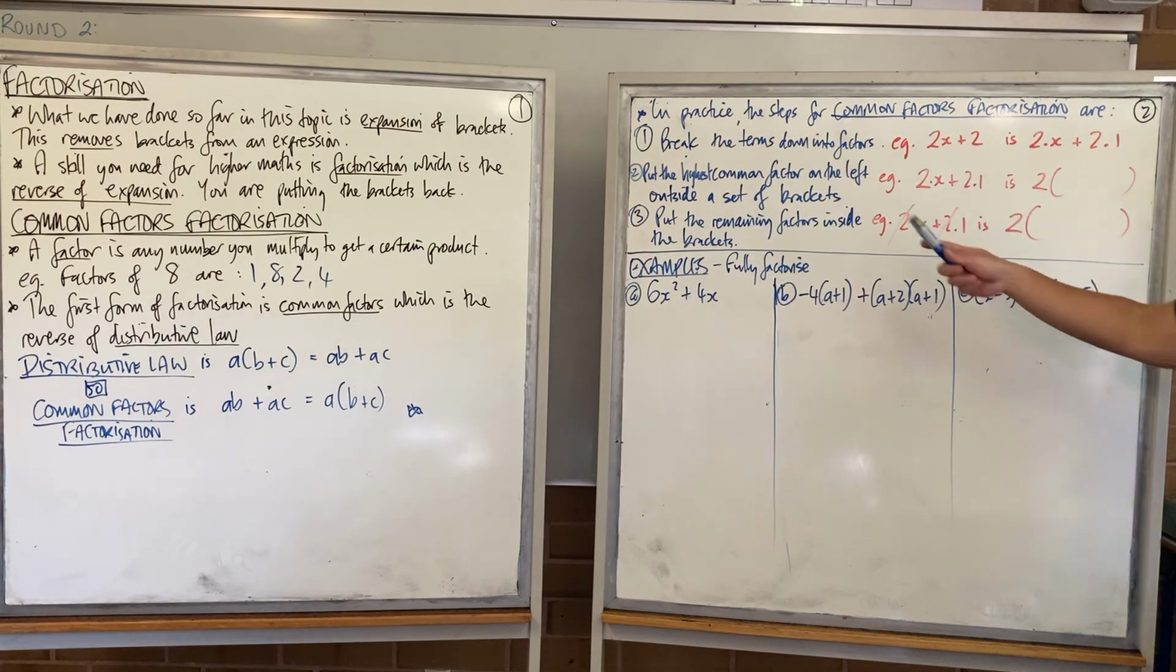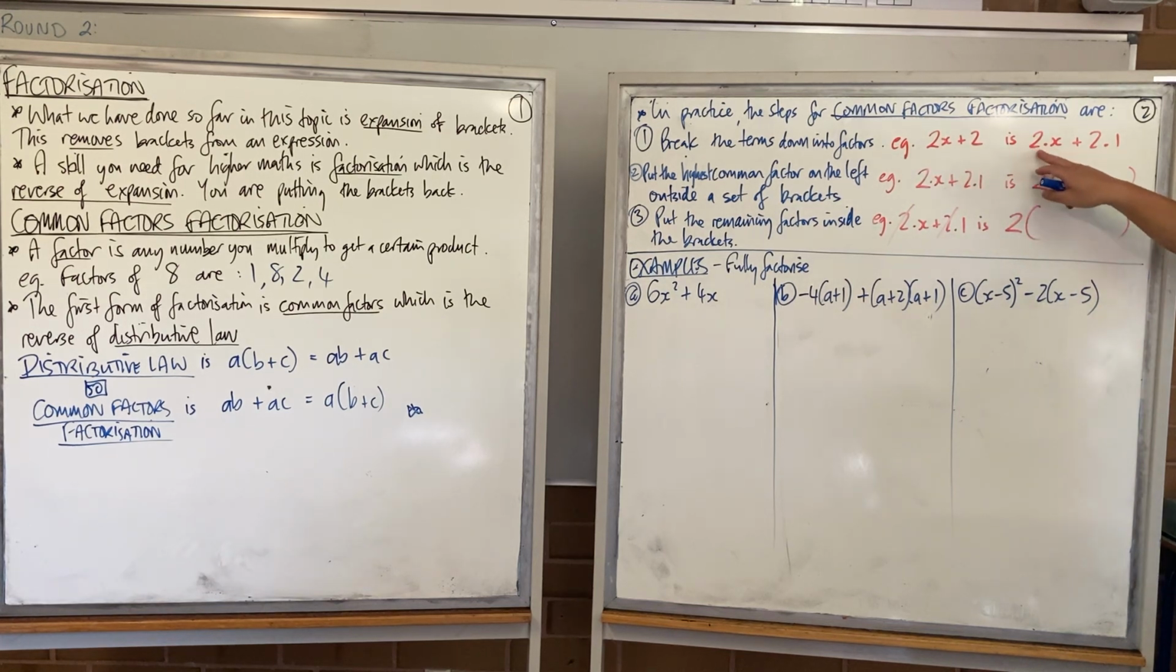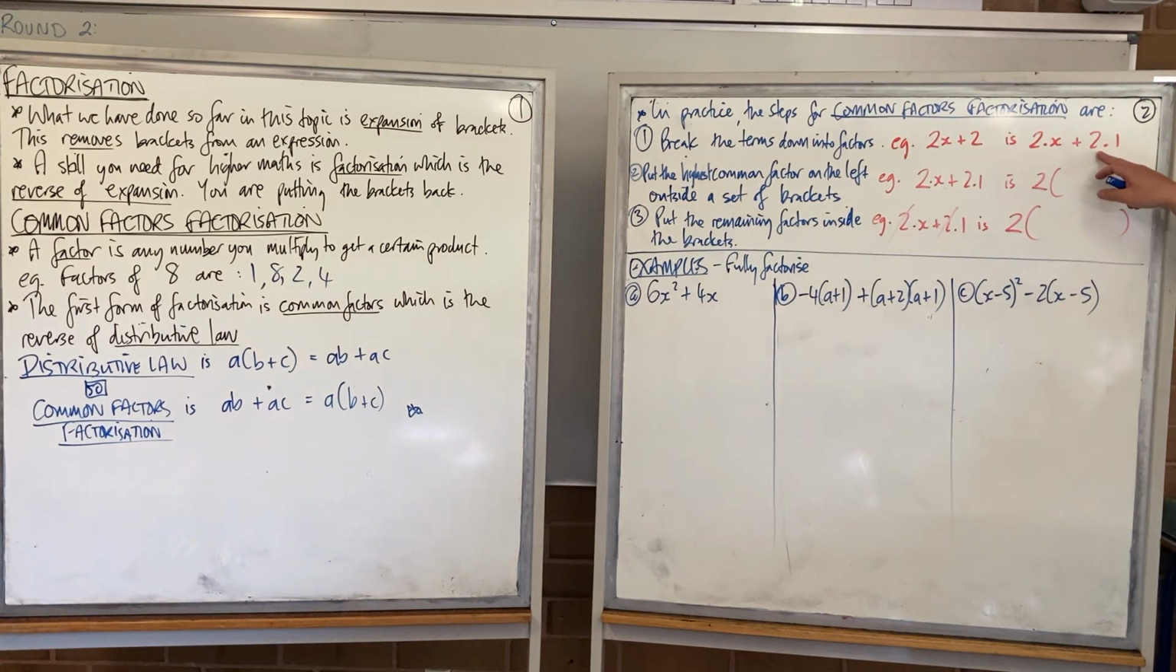What I suggest is, step 1, break the terms down into factors. So if my expression was 2x plus 2, what is the sign that's between 2 and x? Times. So I'll write 2 times by x. And is there a way that I could write 2, the number 2, in terms of factors? What could I times 2 by to get 2? 1. So I've broken this down to 2 times by 1. So I've broken it down into factors.